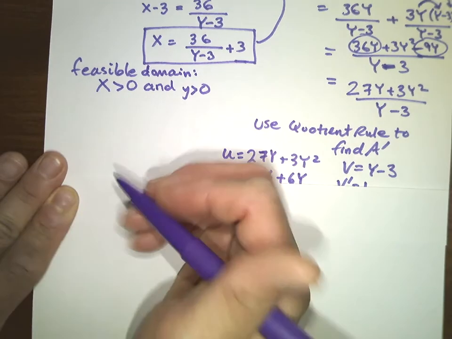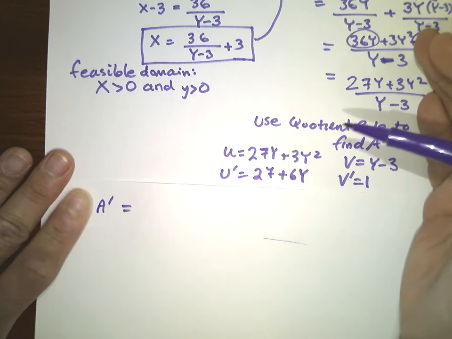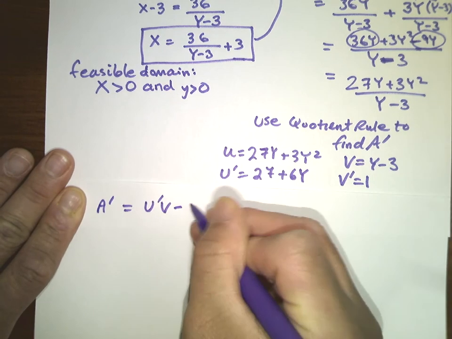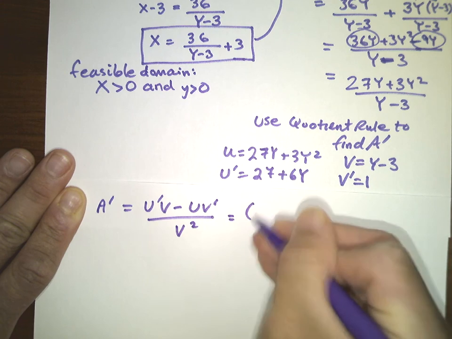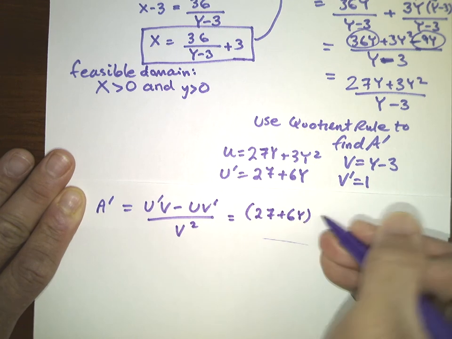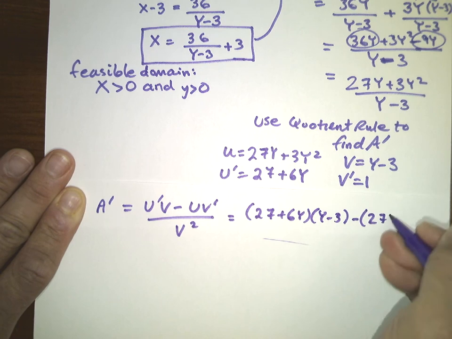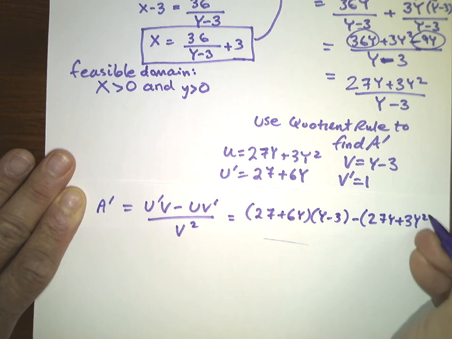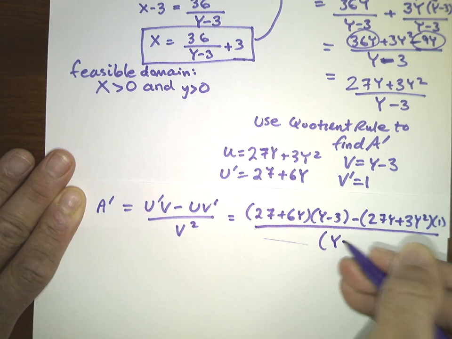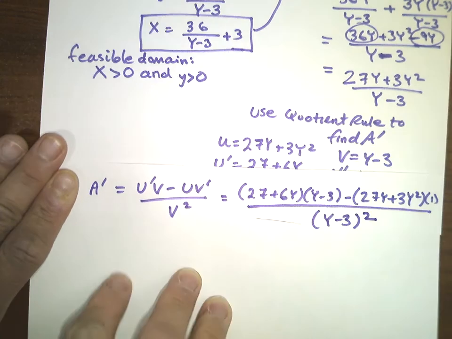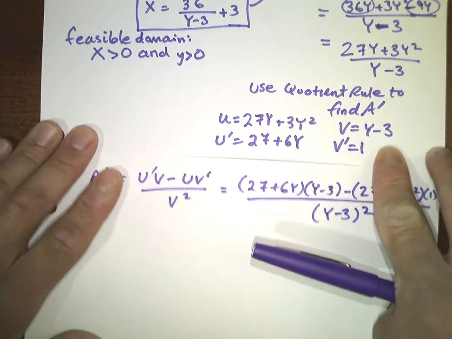So A prime is u prime v minus uv prime all over v squared. So that is 27 plus 6y times y minus 3, minus 27y plus 3y squared times 1, all over y minus 3 to the second power.